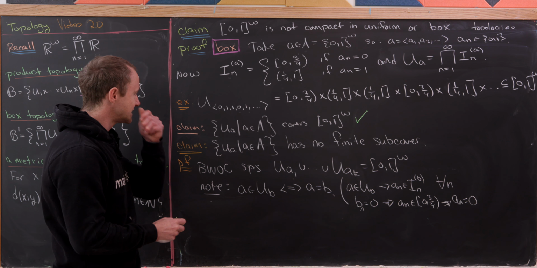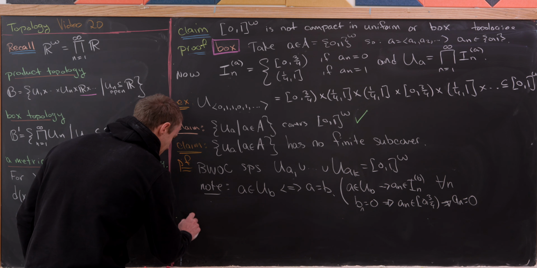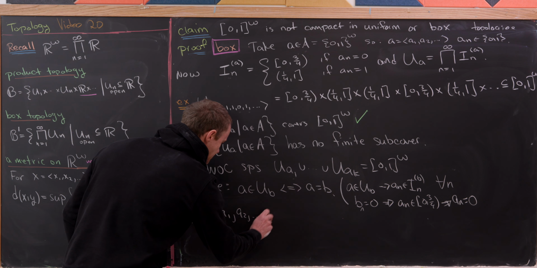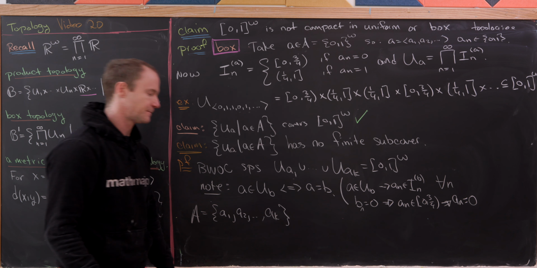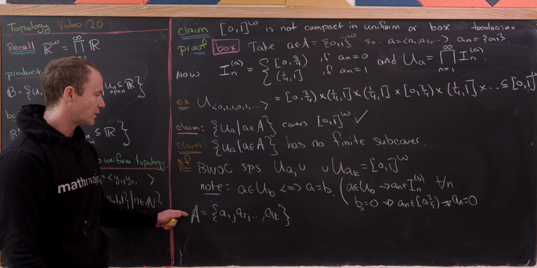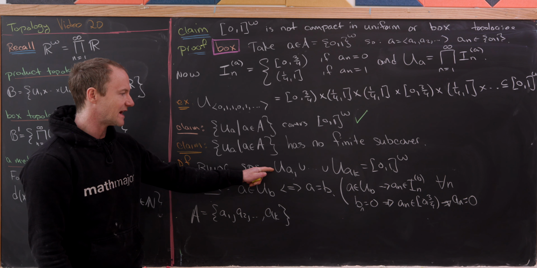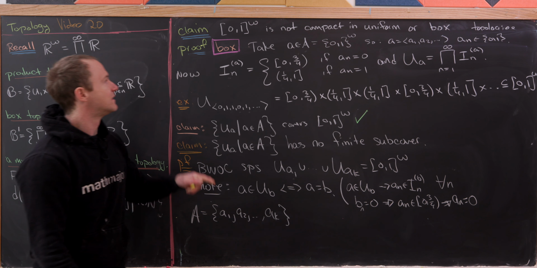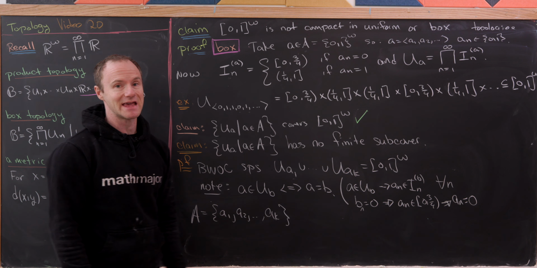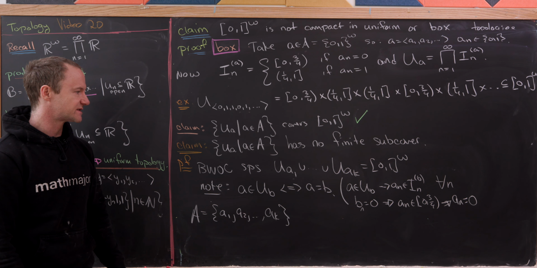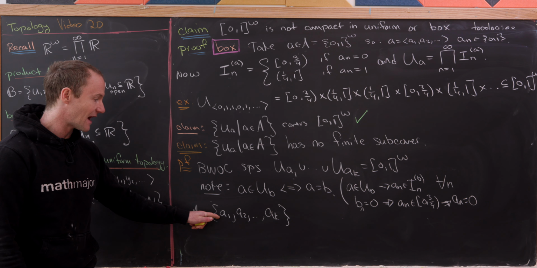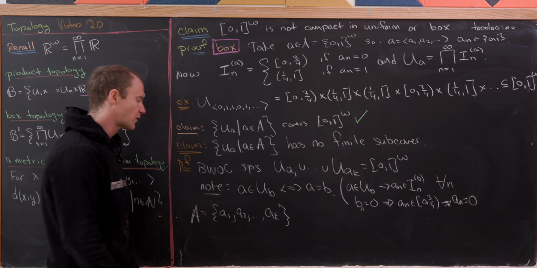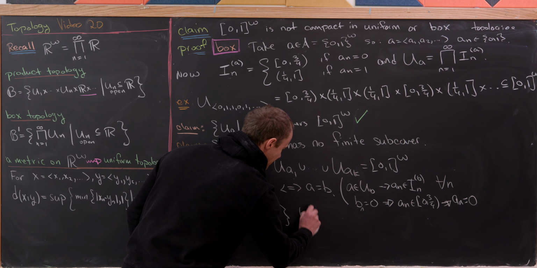Okay, so what does that mean? Well, that means that A is simply equal to this set A1, A2 up to AK. Why is that? Since this finite subcover covers the whole space, then it also covers our set A here. But if it covers our set A, that means that A can only have finitely many elements because of this rule that we just proved. But of course, A has infinitely many elements.